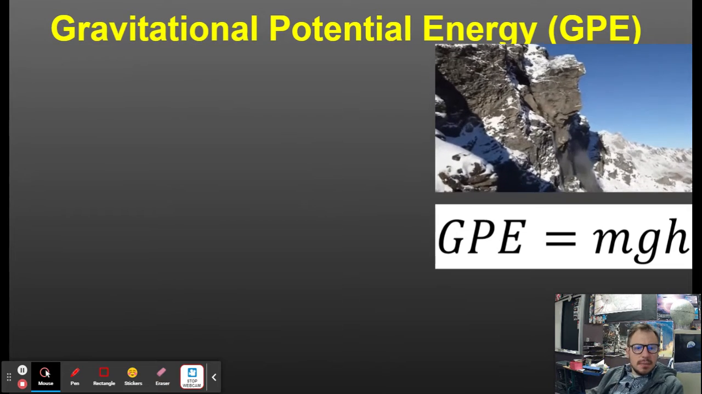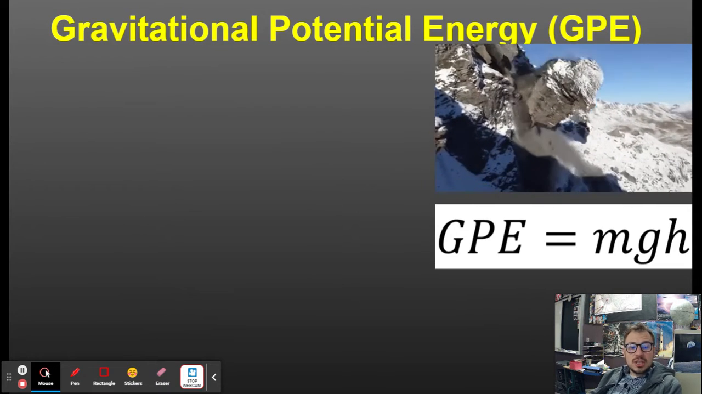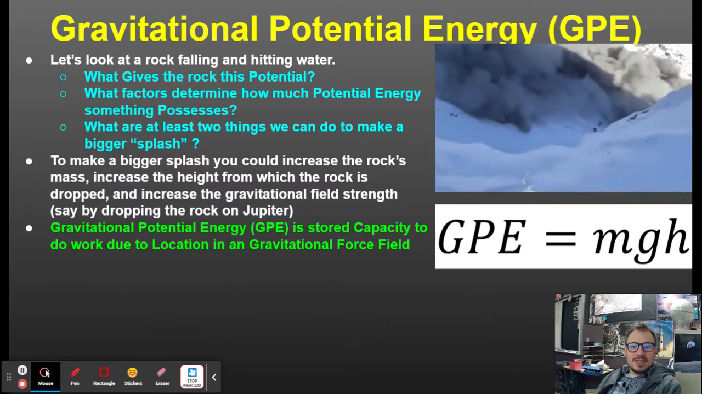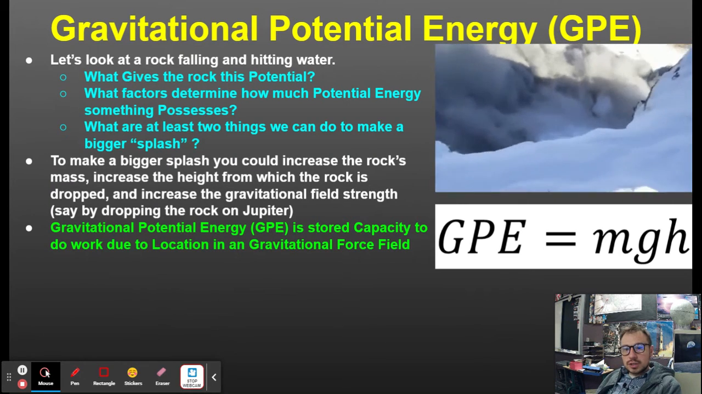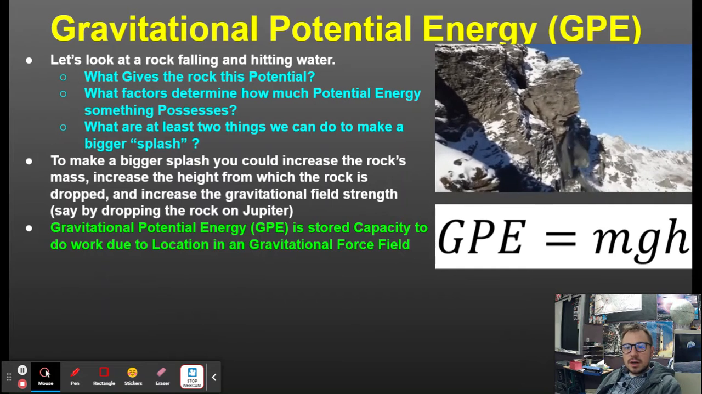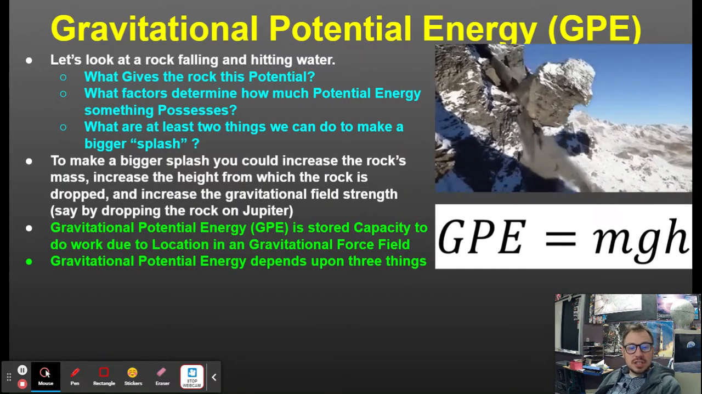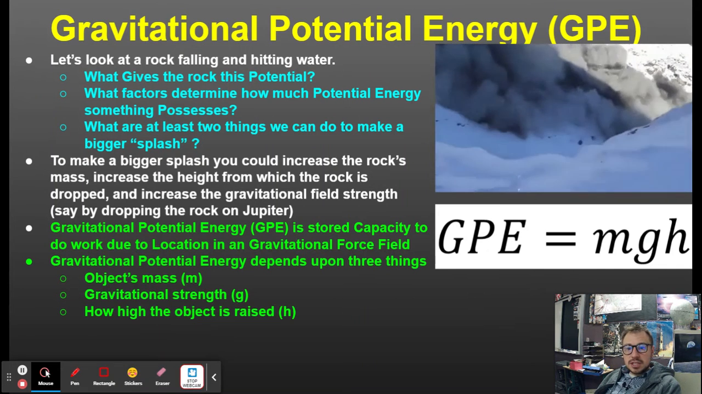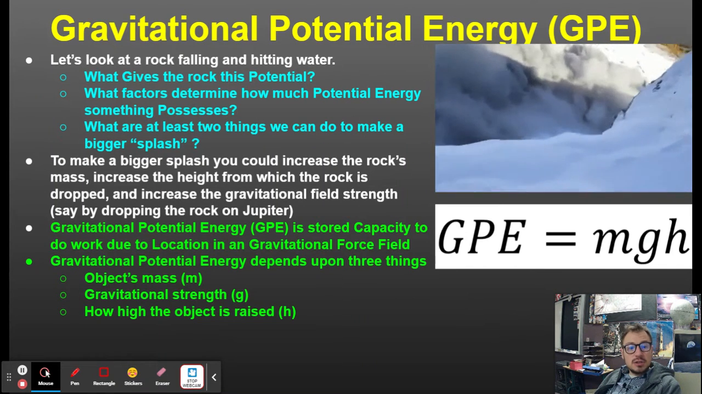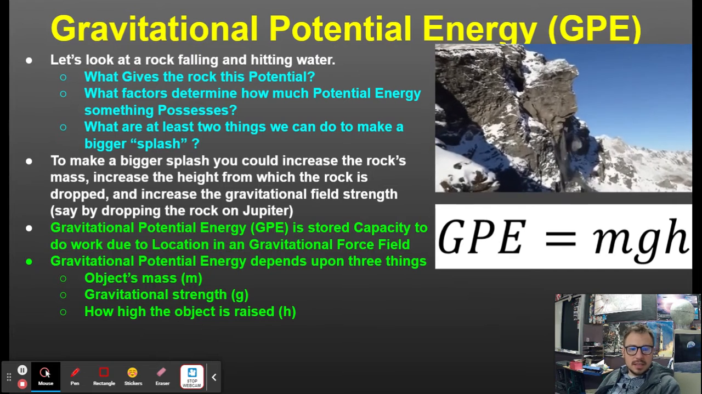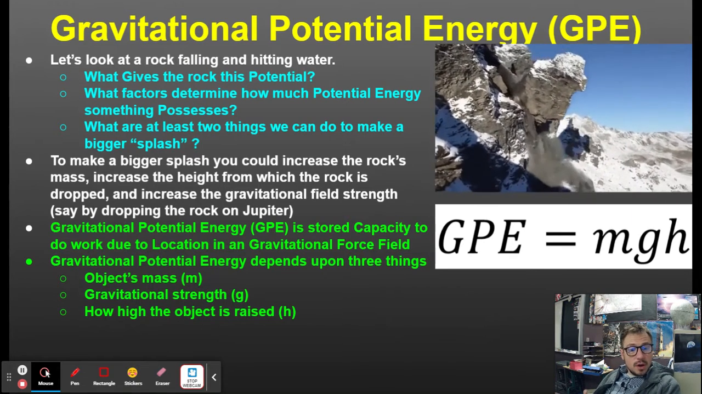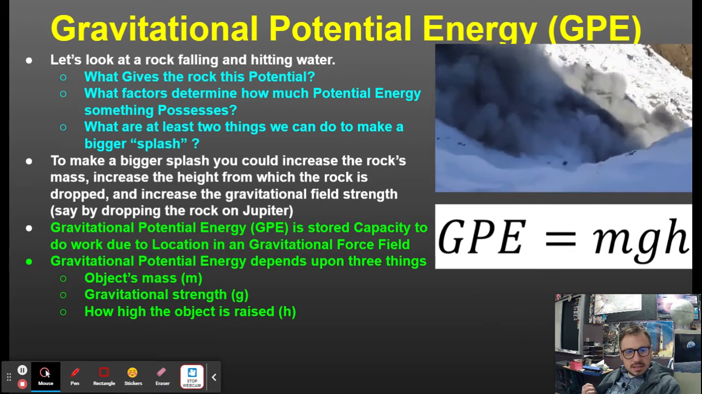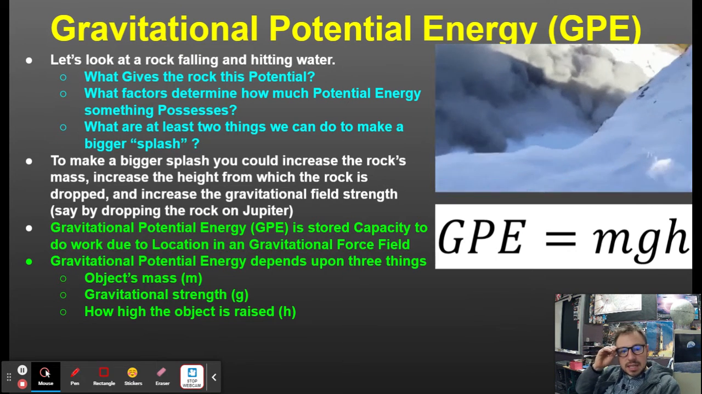The first type of energy we learn about is a form of potential energy, gravitational potential energy. Gravitational potential energy is stored capacity to do work due to location in a gravitational force field. It depends on 3 things: the object's mass, the gravitational strength, and how high that object is raised. You can see the equation over there. You just multiply the mass times gravity times height. And on Earth, the gravity we use is 9.8 meters per second squared.